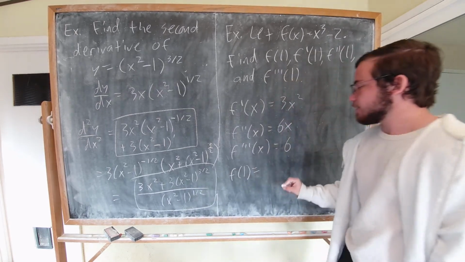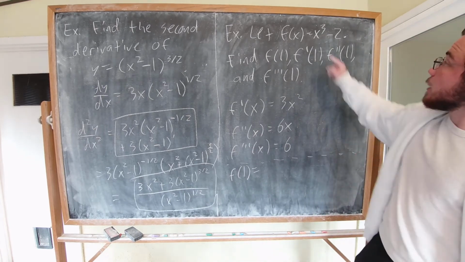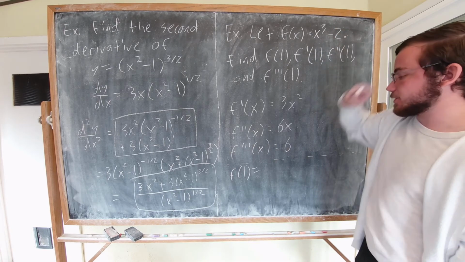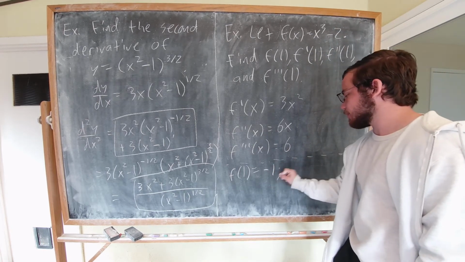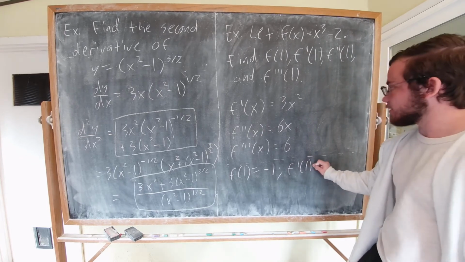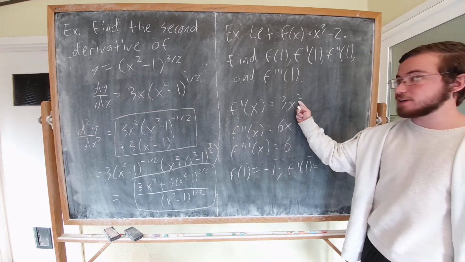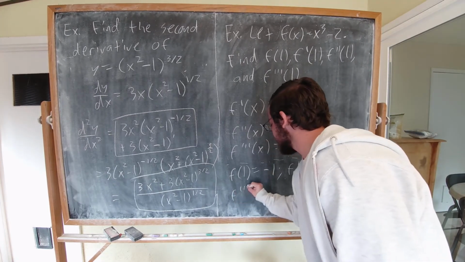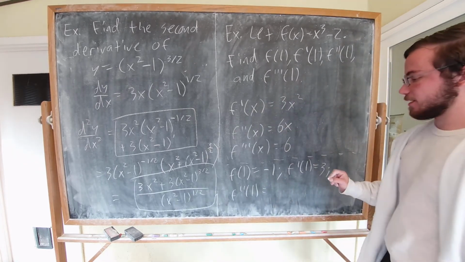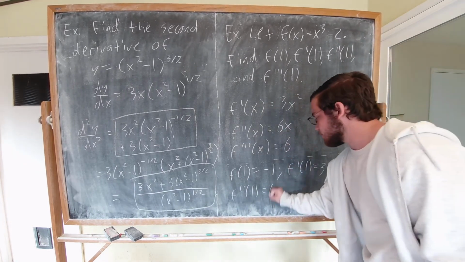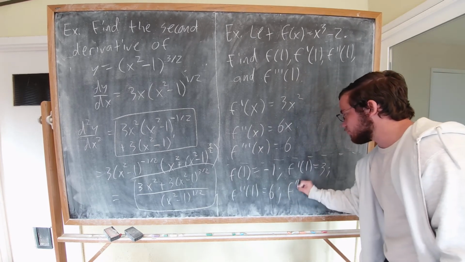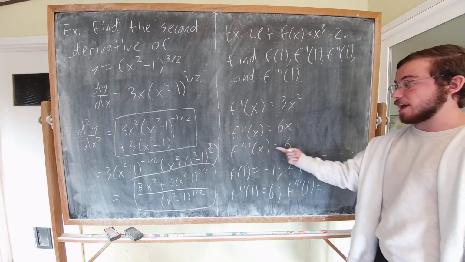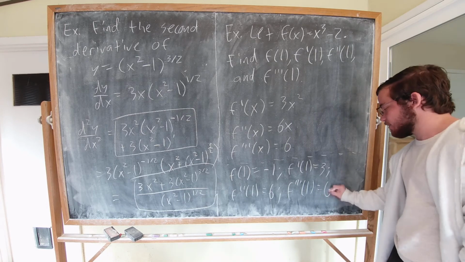F of 1 is just plugging 1 into our function right here. So we get 1 cubed minus 2, that's 1 minus 2, negative 1. But f prime of 1 is 1 squared is 1 times 3, 3. F double prime of 1 is 6 times 1, which is 6. And f triple prime of 1 is also 6, because no matter what x is, this is a constant function, 6.